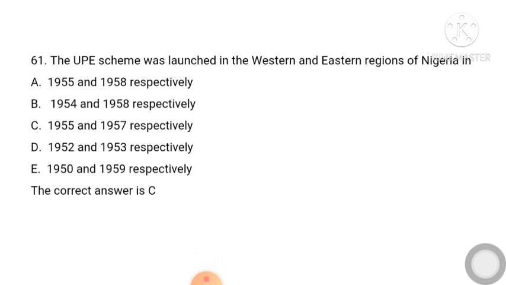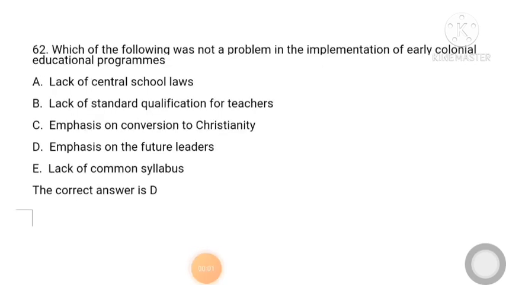The UPE scheme was launched in the western and eastern region of Nigeria in 1955 and 1957 respectively. The correct answer is C, 1955 and 1957 respectively. 62. Which of the following was not a problem in the implementation of early colonial educational programs? Emphasis on the future leaders. The correct answer is D, emphasis on the future leaders.